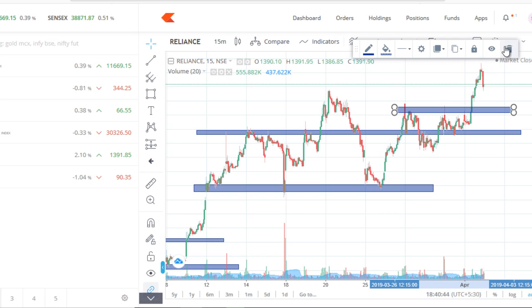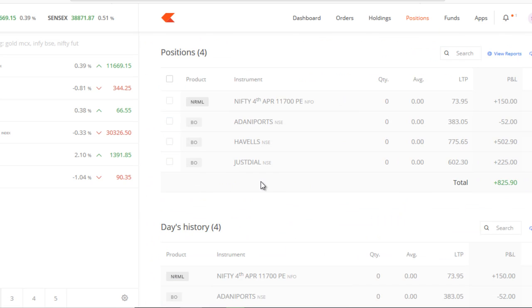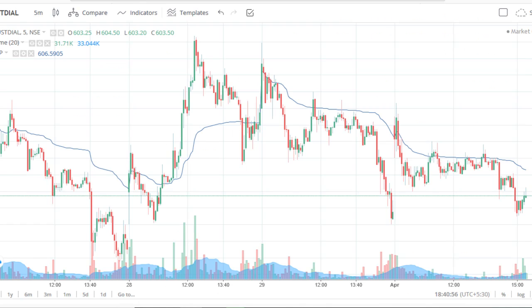So coming to today's trades, I took positions in Justile, Havells, Adani. So let's analyze the Justile trade first of all. This is the 5-minute chart of Justile.